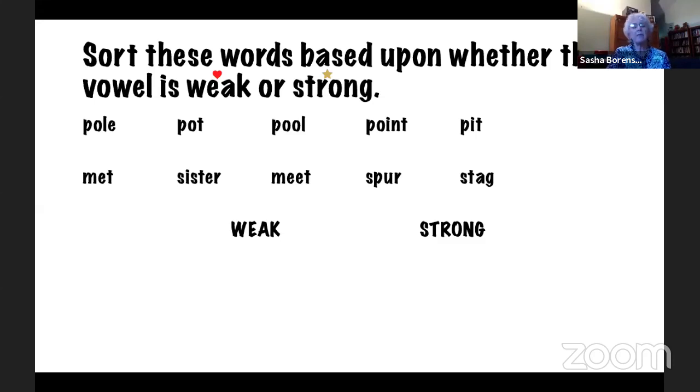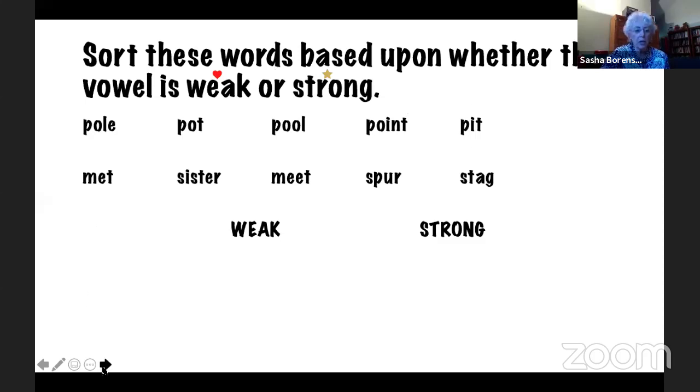Did anybody have trouble with sorting these? Like point, is it weak or strong? Strong. I love it. Stag, weak or strong? Weak. Okay, I think you guys have it, right? Now, this is really important. This idea of weak and strong is really important because about half of the rest of the spelling rules are based on whether the vowel is weak or strong.